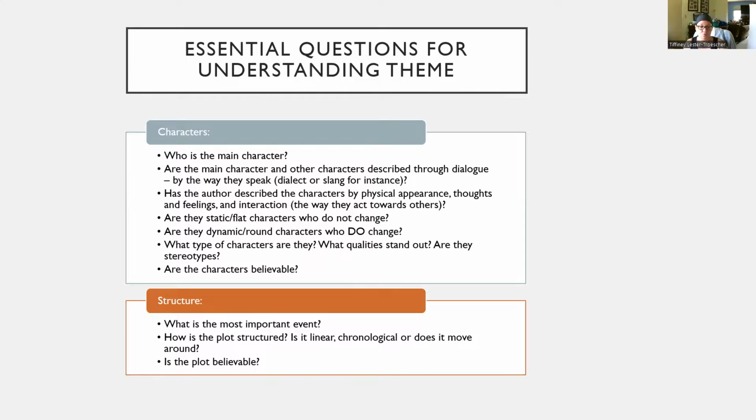Think about the structure. What is the most important event? What is the climax? How is the plot structured? Is it linear and chronological? Does it move all around? Do we have sort of any kind of flashback? Does the structure mimic anything? Is the plot believable?